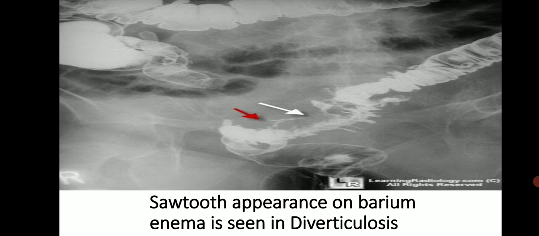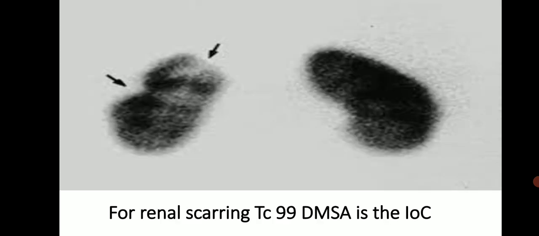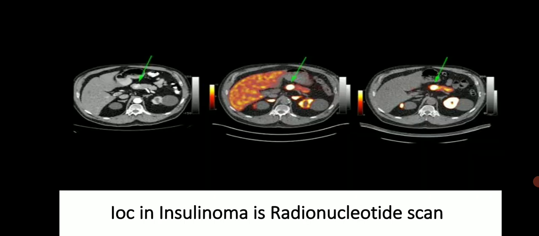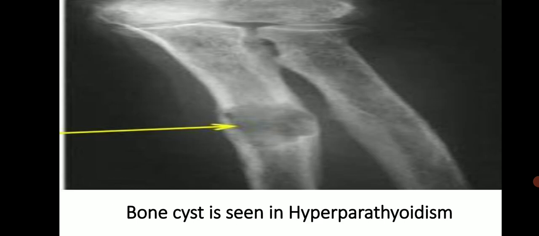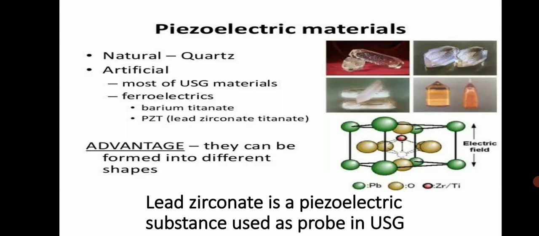Sawtooth appearance on barium enema is seen in diverticulosis. For renal scarring, technetium-99 DMSA is the investigation of choice. Investigation of choice in insulinoma is radionuclide scan. Bone cyst is seen in hyperparathyroidism. Lead zirconate is a piezoelectric substance used as probe in USG.